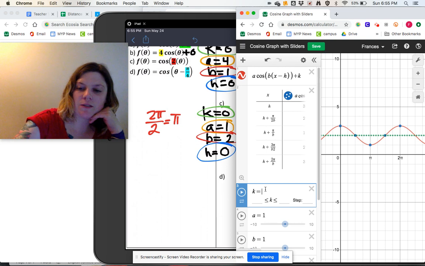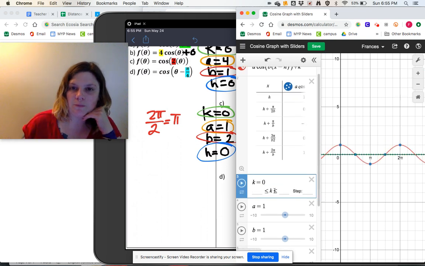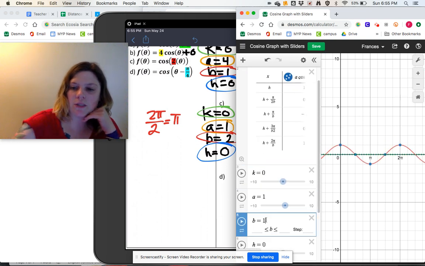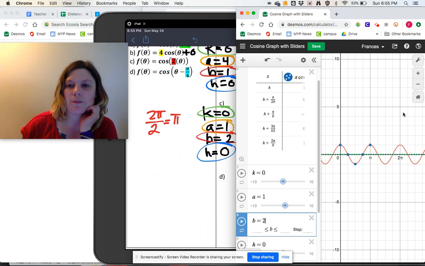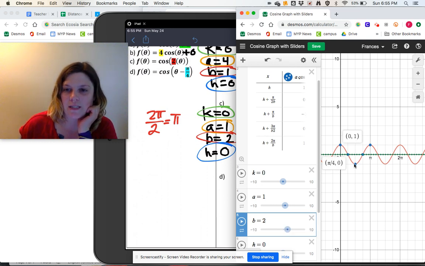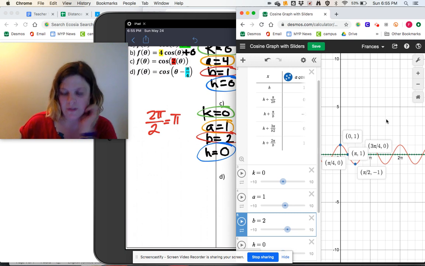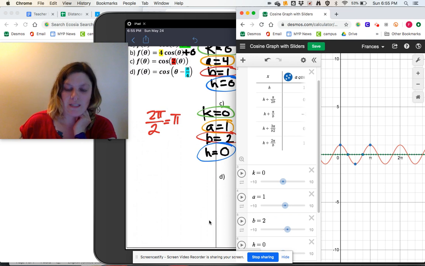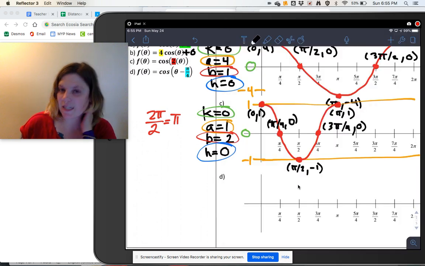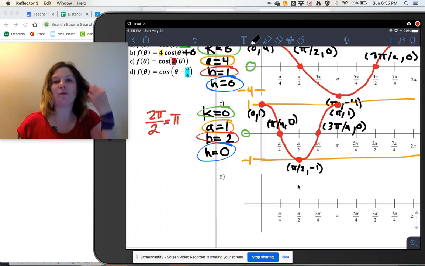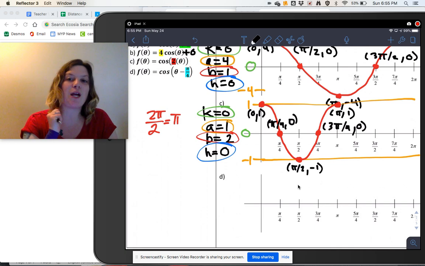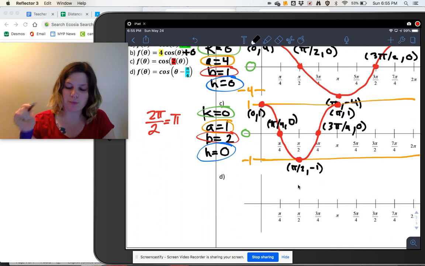So K is no longer 2. It's at 0. Our B value is 2. So I'm going to put in 2 here. And then I just click these points to make sure that I got the same answers. Yep, I got all the same answers, so I know my answer is right. Okay. Let's go back. And last one for me before I give you some time to try your student examples.